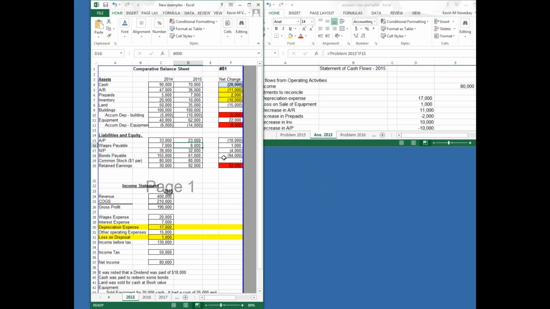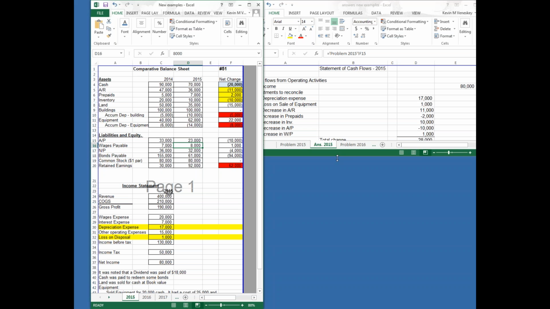Wages payable actually went up 1,000. That means my expenses, what I actually paid in wages, was only 19,000, because that extra 1,000 here, well, that's on account. That's what made this number go from 7 to 8. So I'm showing a bit too much here. I need to take this away and make it look like it was only 19,000 that was paid.